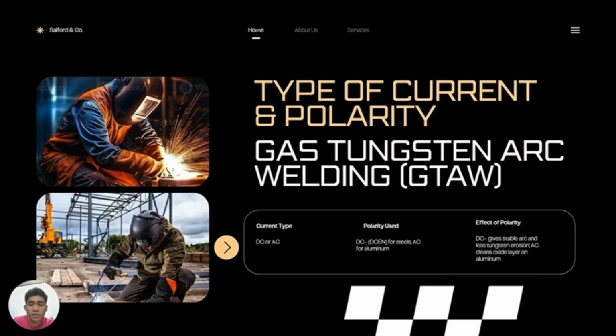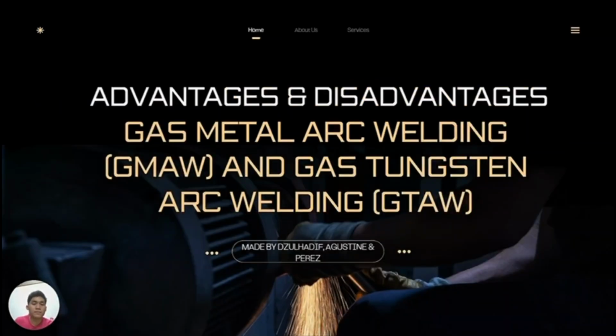For GTAW, we have more flexibility using either DC or AC current. We use DC for welding steels, but we must switch to AC for aluminum. AC is necessary because it performs an essential cleaning action on the aluminum oxide layer.